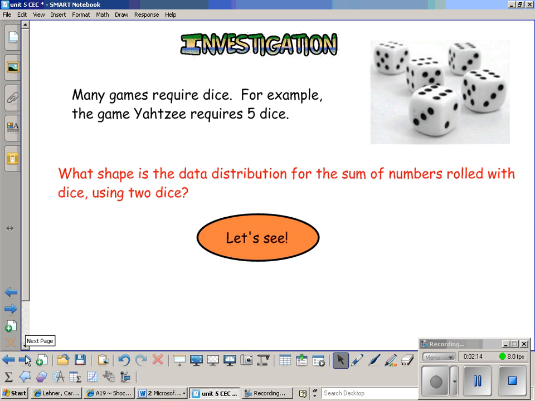And we're going to look at one particular type. Many games require dice. For example, the Yahtzee requires 5 dice. What we're going to look at right now is what shape is the data distribution for the sum of numbers rolled with dice using 2 dice. So if we were to roll 2 dice and record their sum, and we were to repeat that process over and over again, is there a sum that's going to occur more often than others? Is there a certain sum that's rarely going to occur?